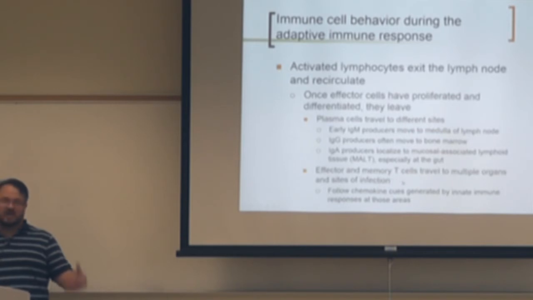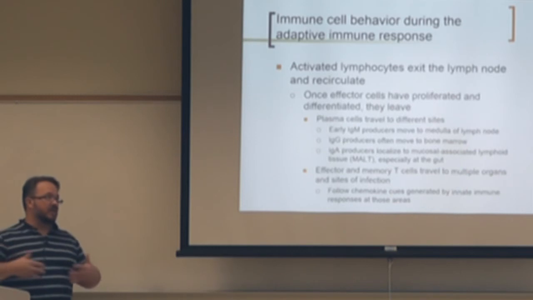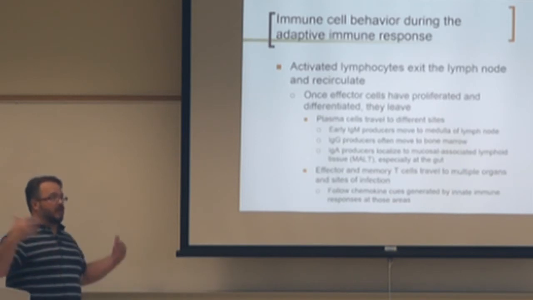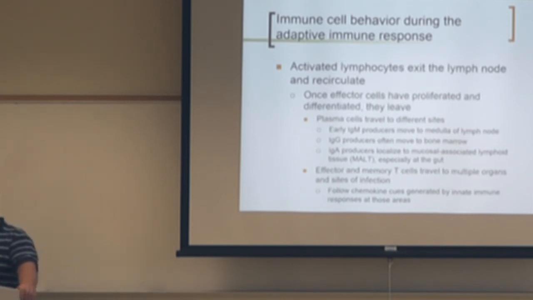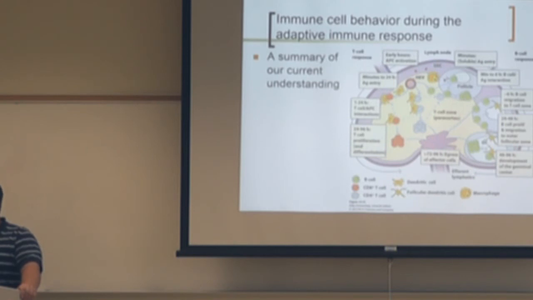And when we looked at activated T cells in the mouse, remember, we didn't see as many. A couple days after antigen was introduced, you didn't see a whole lot of them in the lymph nodes, but you saw them in every single organ. And so they will follow different chemokine cues to send them to different areas. And here's just a review of what we said.